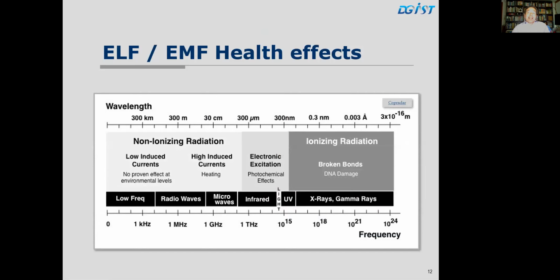So we talked a little bit at the last lecture about electromagnetic health effects. At the low frequency, which would be low induced currents, there is no proven effect of environmental effects. The high induced currents with high frequency radio waves and microwaves do have heating effects, but those are non-specific. It's just heating, as we described. And then when you get to the infrared, ultraviolet, and visible spectrums, we start to see photochemical effects, electronic excitation. And in next week's lecture, we'll talk, of course, about ionizing radiation, which has very well-established health effects.